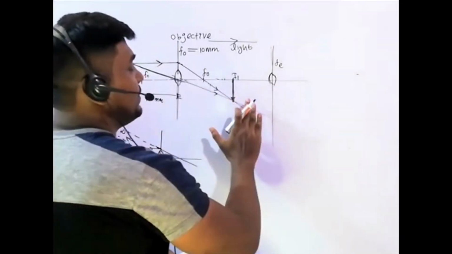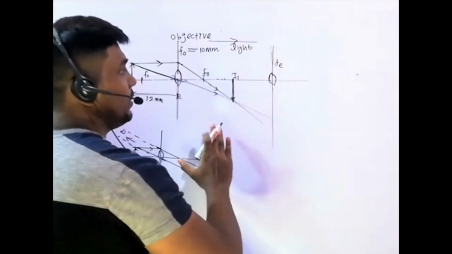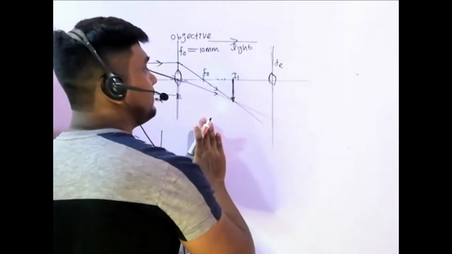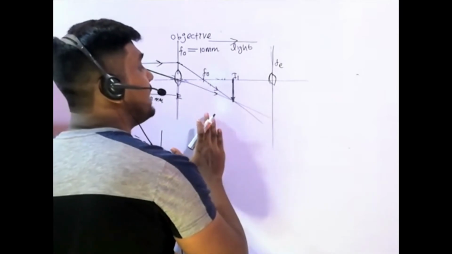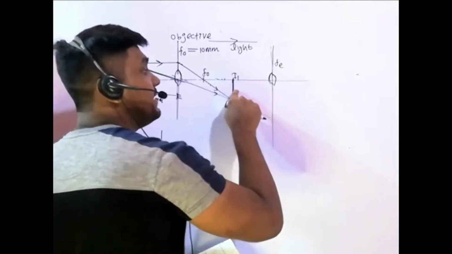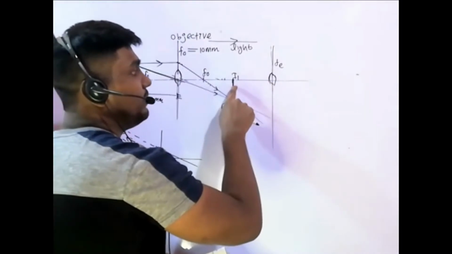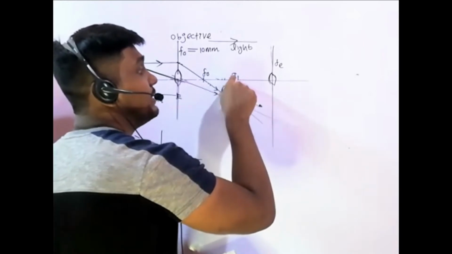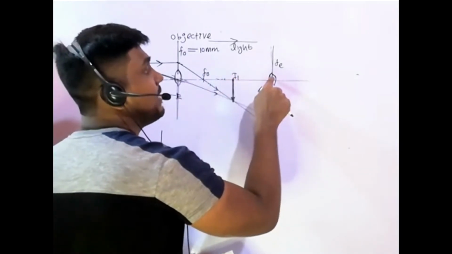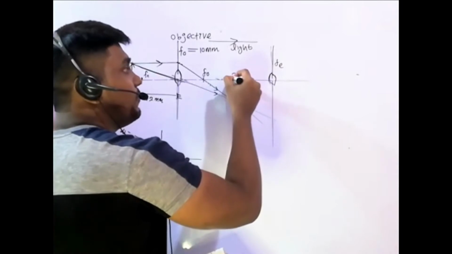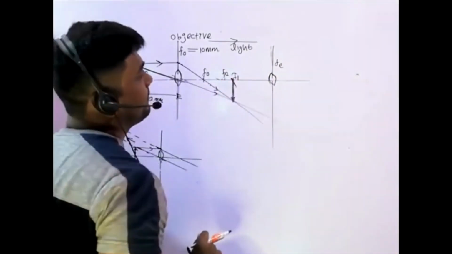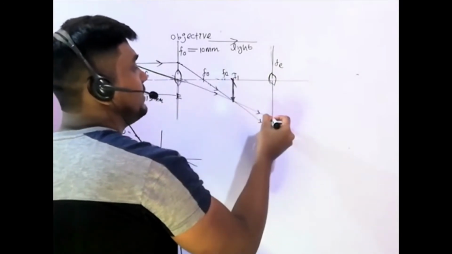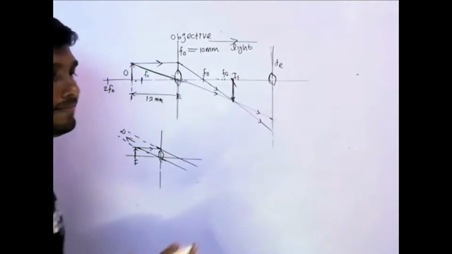Now in this case also, under non-normal adjustment of a microscope, our final image should be placed at infinity. The final image will be placed at infinity if this image, which is the object for the eyepiece, is exactly at the focal point of this eyepiece. So therefore, this point should be FE. Then I think hereafter, the remaining part is very easy.